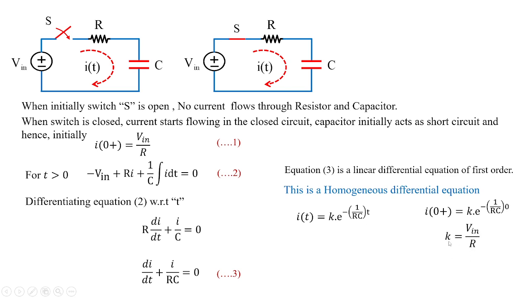So with that, I'm going to get the value of K as Vin by R, and I'm going to substitute in this equation, and I'm going to get i of t is equal to Vin by R e to the power of minus 1 by RC t.